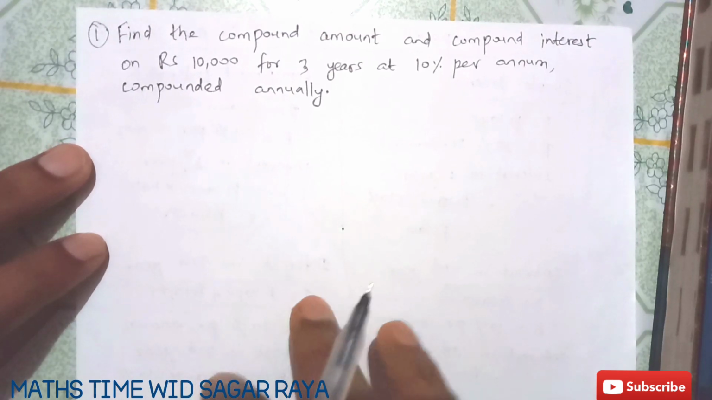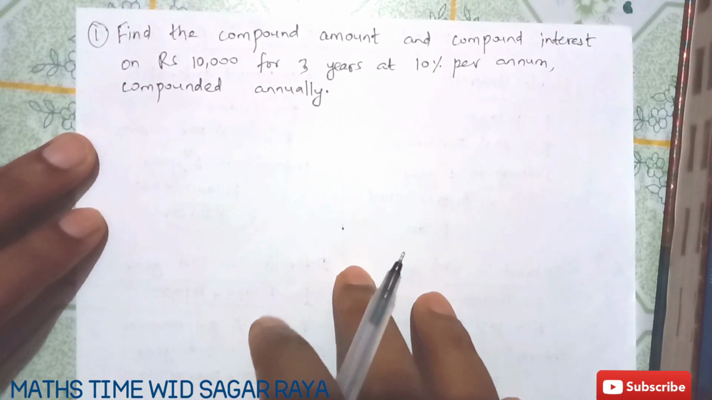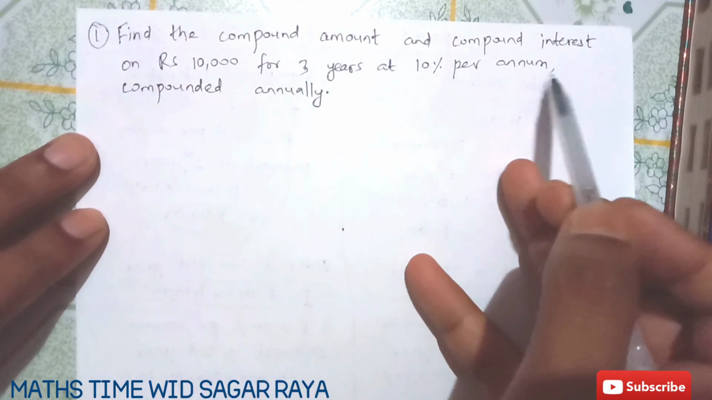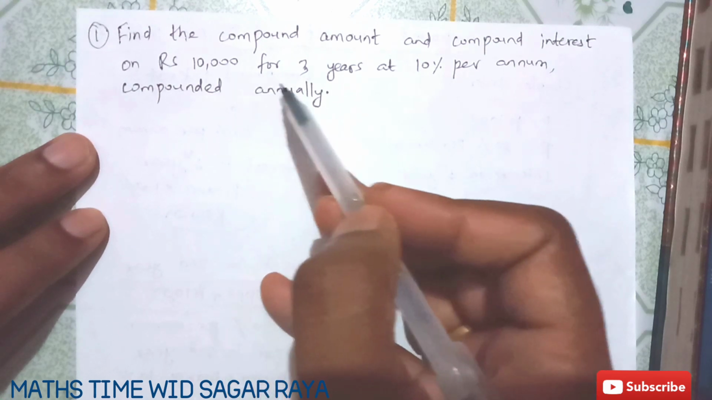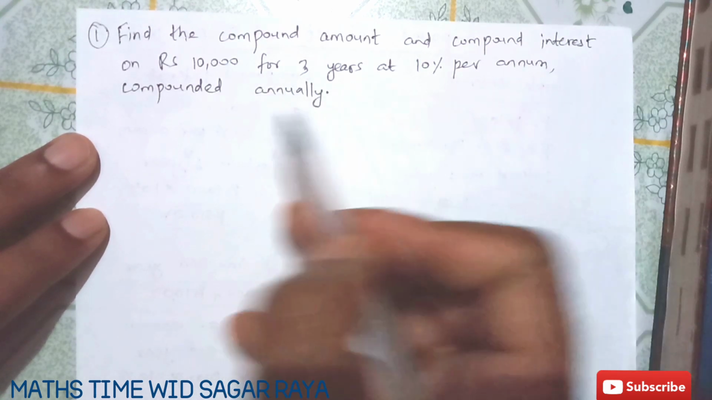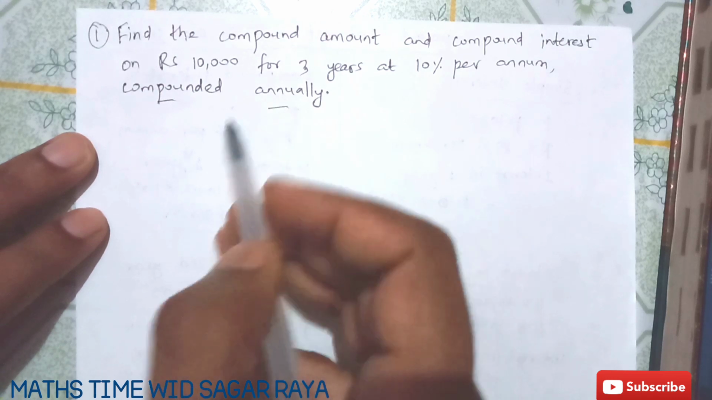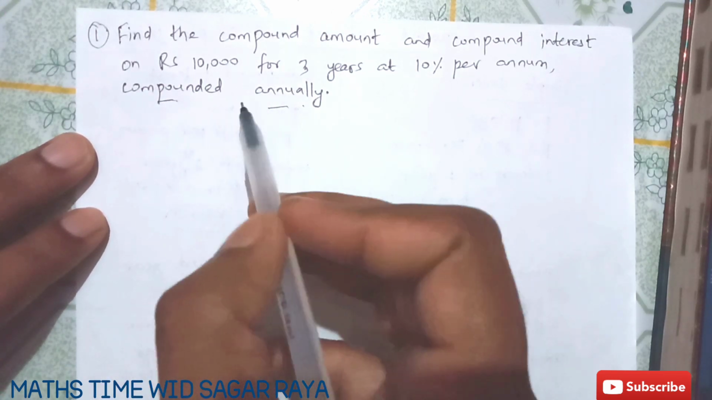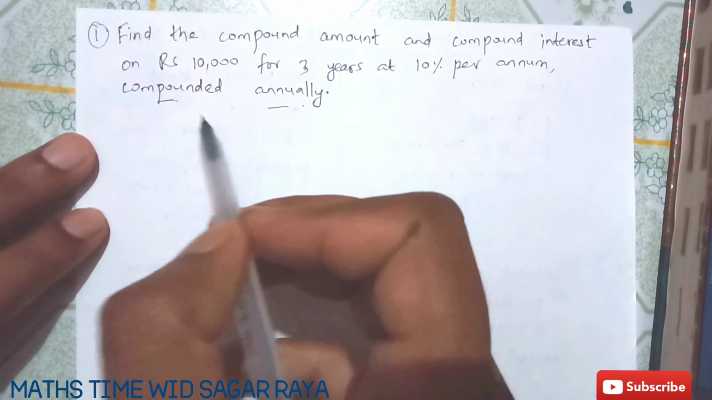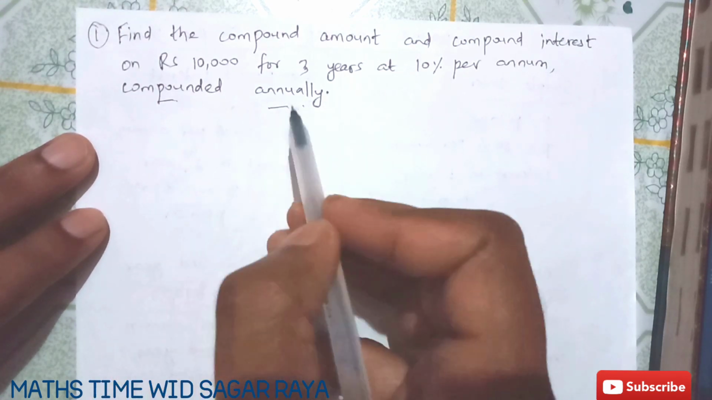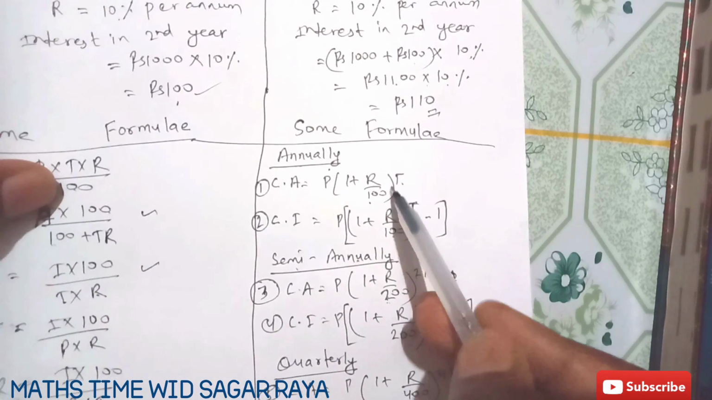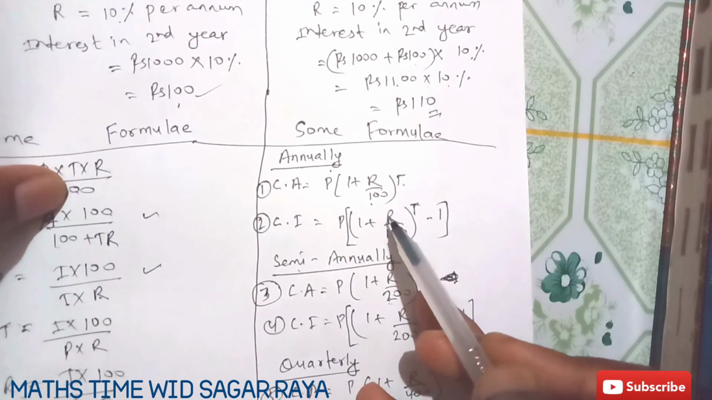Okay friends, then let's do these questions. Now you can read the question. Find the compound amount and compound interest on rupees 10,000 for 3 years at 10% per annum, compounded annually. So this word is to be carefully taken in this question. You have to see this compounded annually means you have to use the formula of annually case.